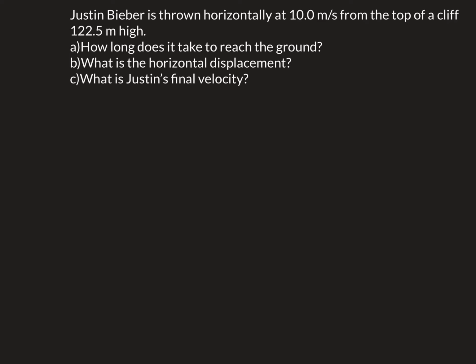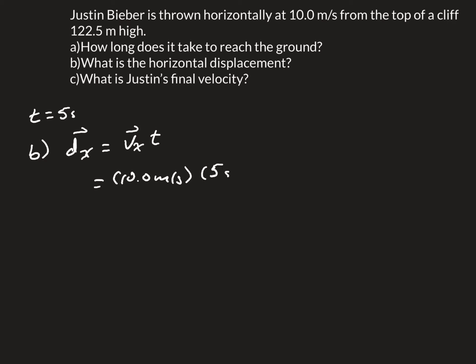We can now take that t equals 5 from the previous part and plug that into part B. So we have our horizontal displacement is going to be equal to our horizontal velocity times time. So that's 10 meters per second times 5 seconds gives us a horizontal displacement of 50.0 meters. And since it's positive, right, we're going to say it's in the forward or the right direction, however you've set up your coordinate system.